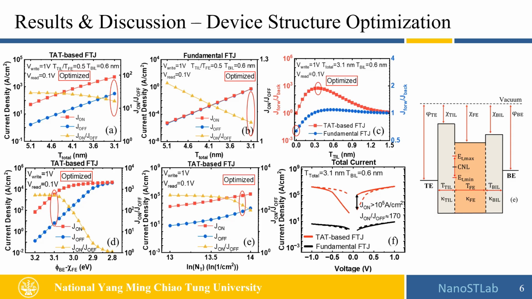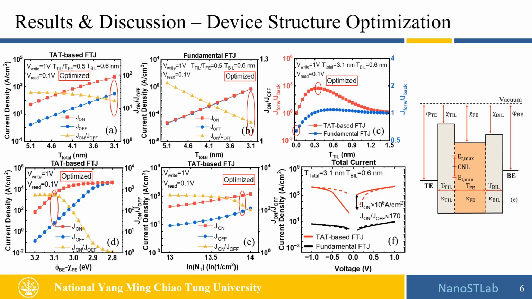You can see that the performance of the TAT-based FTJ reaches a J on higher than 10 to the power 5 A per cm squared, and the on/off ratio, which is J on over J off, is approximately 170. And this is a really remarkable performance achievement in the ferroelectric tunnel junction.